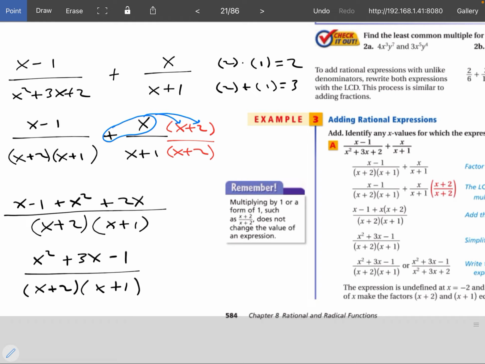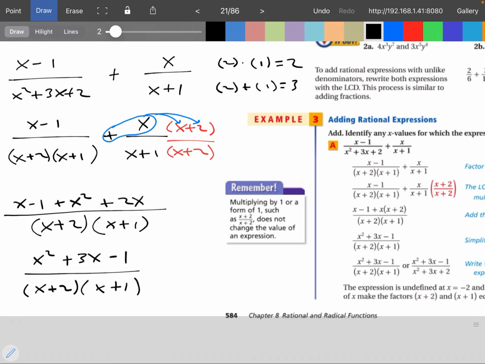You can't do that. And then what can you not put in this one? Yep, you can't put -1 in that one because -1 plus 1 would be 0. And you can't divide by 0. So then you want to make a little note here. We're going to say x cannot equal -2. And x cannot equal -1. And then we'll circle that. That's our answer.